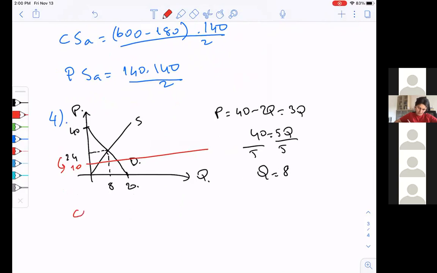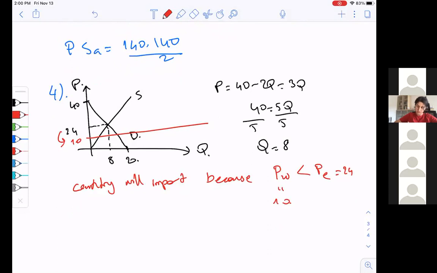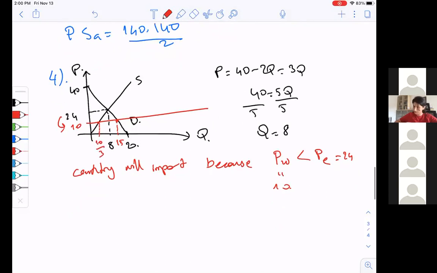So the country will import because the world price is lower than the country's equilibrium price, 24. And then what will be the amount of import? In order to find the quantity demanded at 10, you write price equal to 10 and find quantity demanded as 15. And quantity supplied is 10 over 3. Sorry for the non-integer number. So the amount of imported good will be 15 minus 10 over 3, so this is 45 minus 10 over 3, 35 over 3.